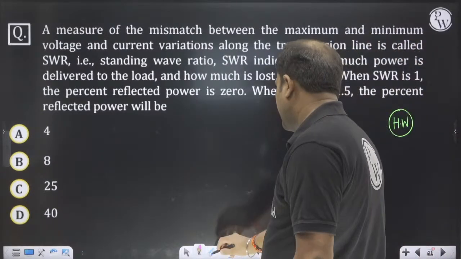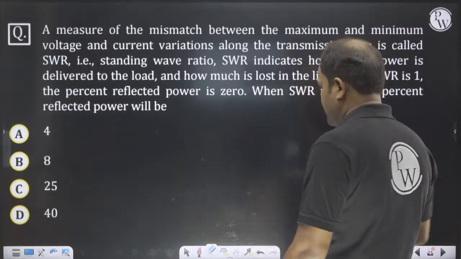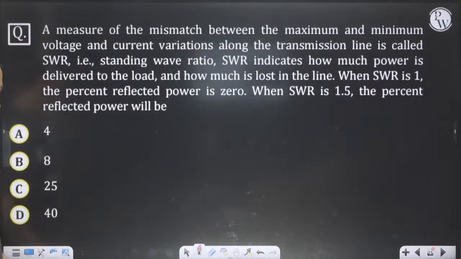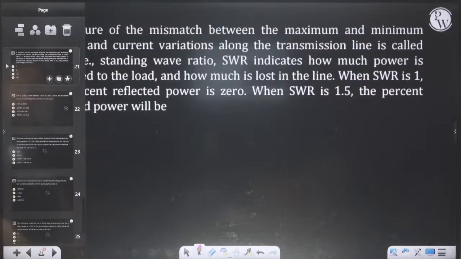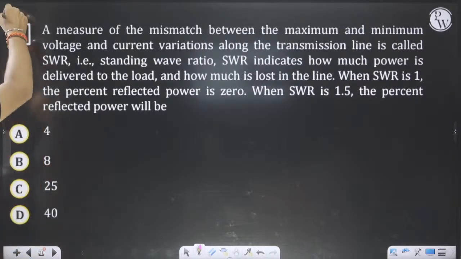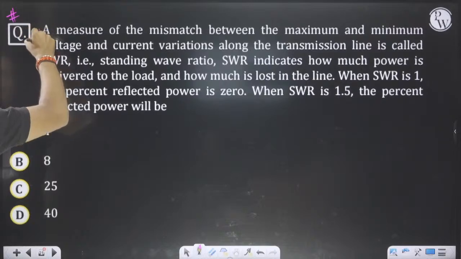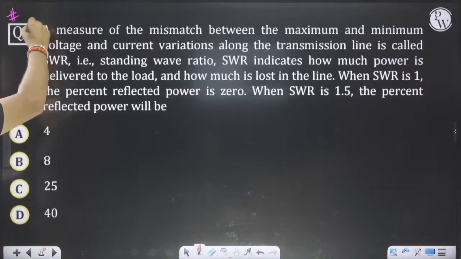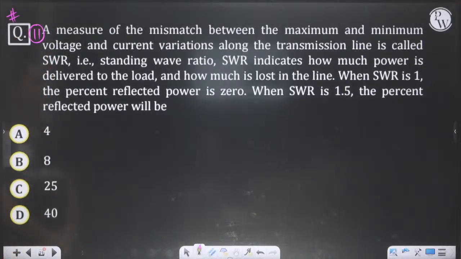Then what have they said? They have given the question, question number 11. They have said a measure of mismatch between maximum and minimum voltage or current variation along the transmission line is called SWR, standing wave ratio.